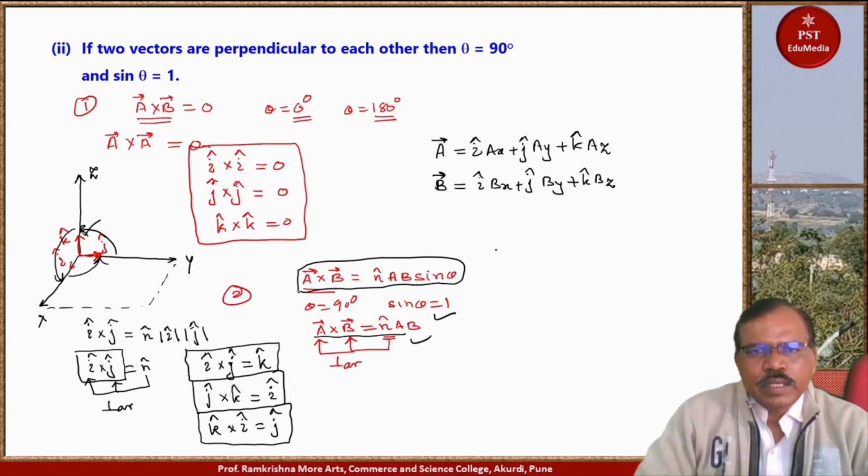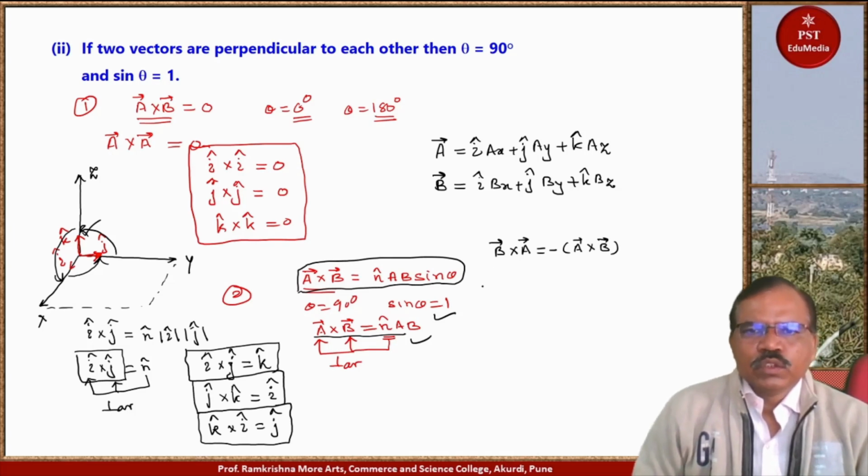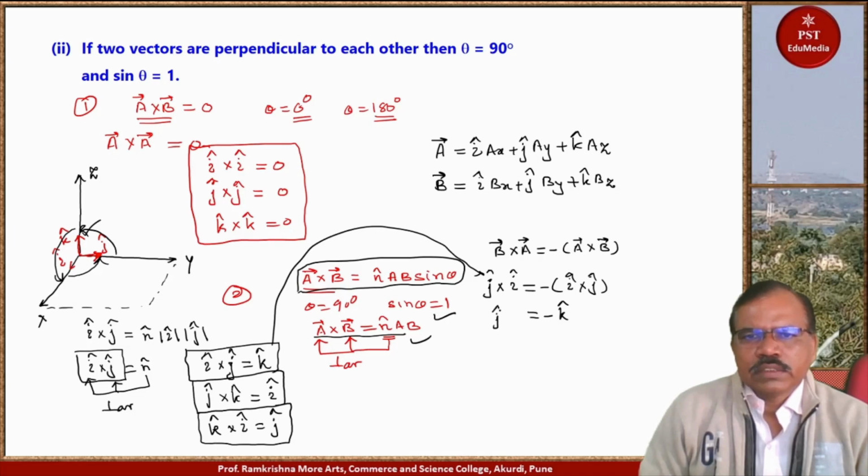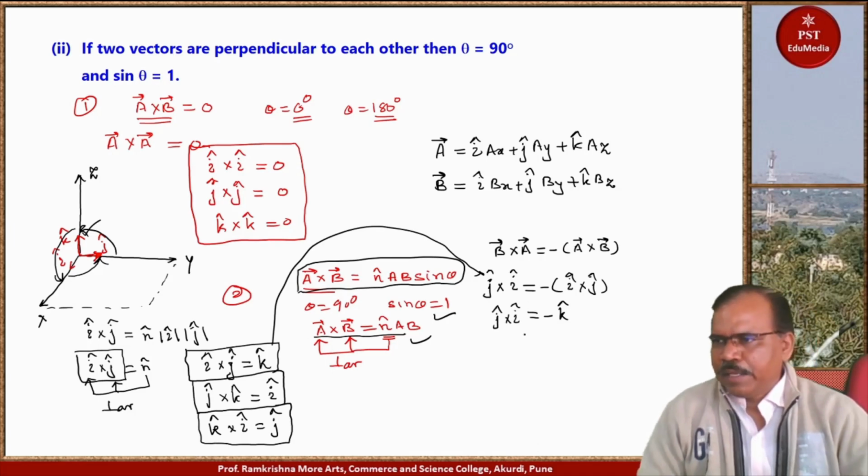But suppose we take B cross A. We know it is minus A cross B. So suppose we take J cross I. From the first relation, it is equal to minus I cross J. So I cross J is K, and we get here minus K. So J cross I is minus K.